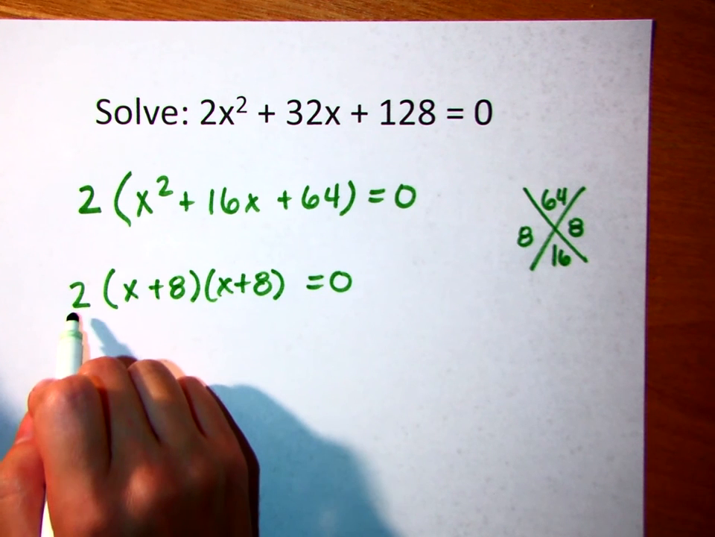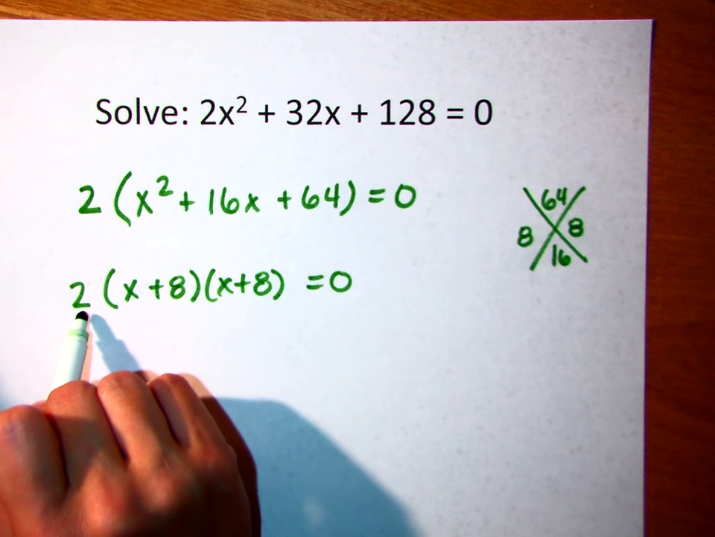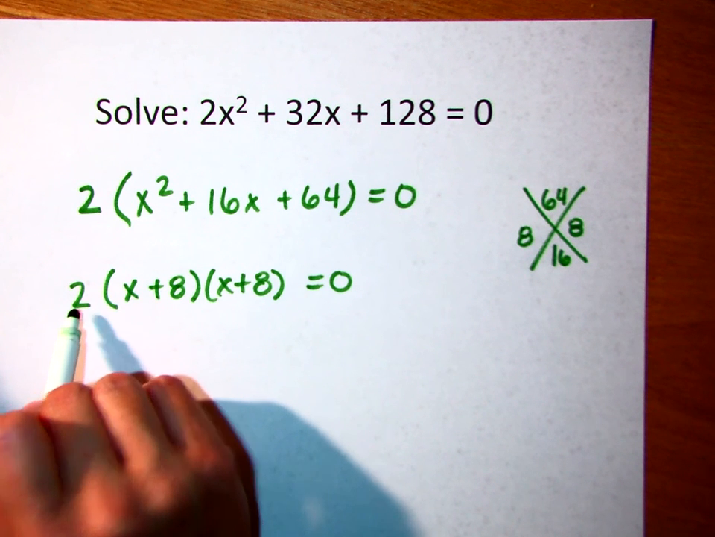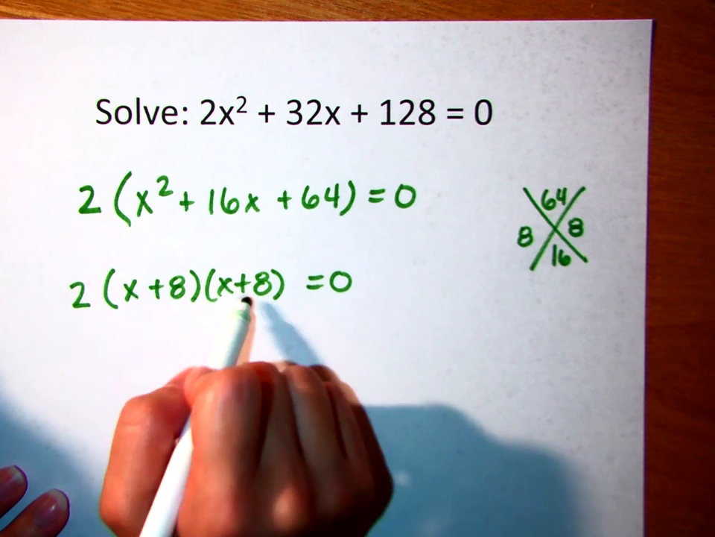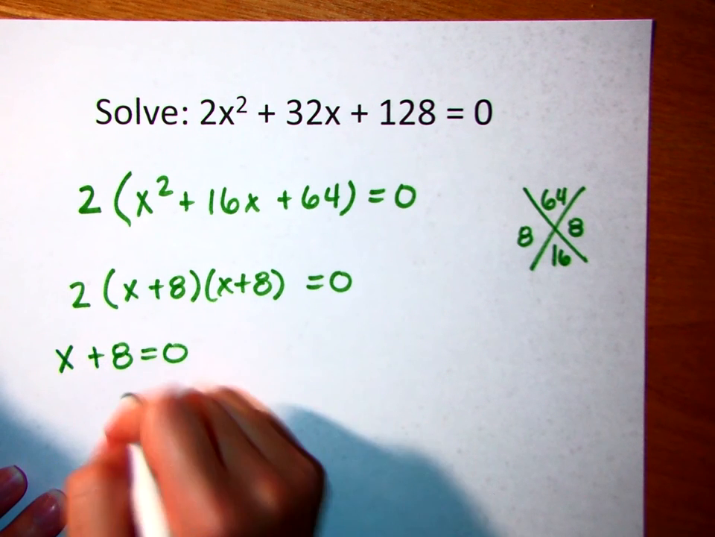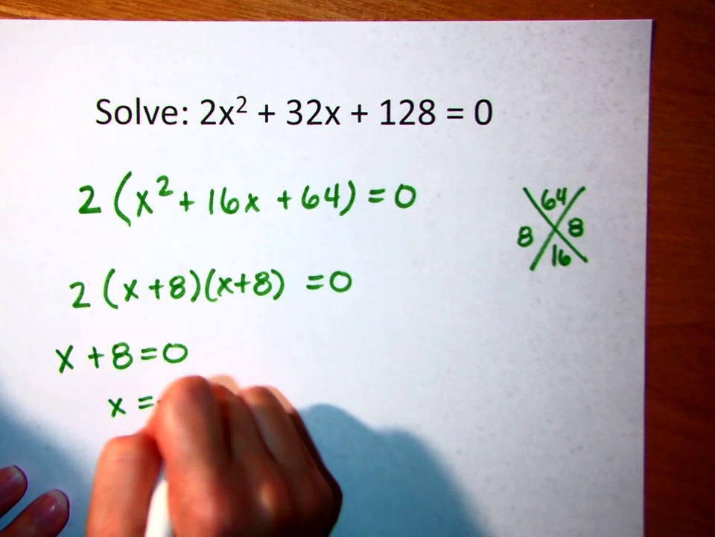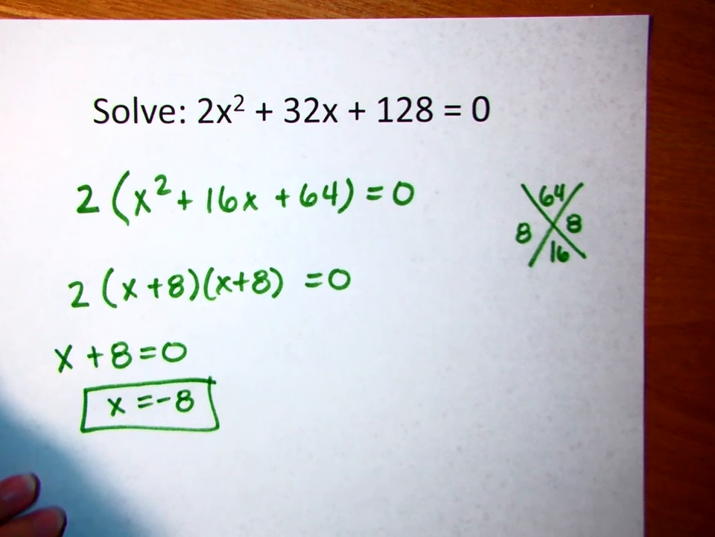This 2 really doesn't have a purpose when we're actually solving here. It's just the GCF, so it's not going to play any role in our solutions. What I'm interested in is the ones with the variables. But notice that they're the same thing. So if I subtract 8 from both sides, x equals negative 8 for both of these cases. So there's only one solution to this particular problem.